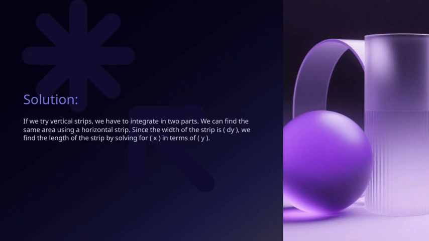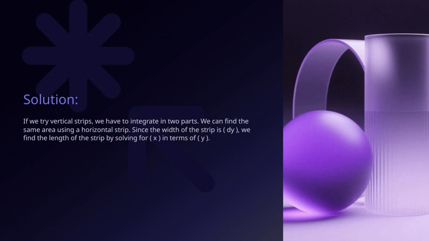All right, so here we're considering the approach of using vertical strips to find the area. The key point to remember is that when we do this, we need to split the integration into two parts because the region might have different bounds on each side. But an interesting alternative is to use horizontal strips instead.